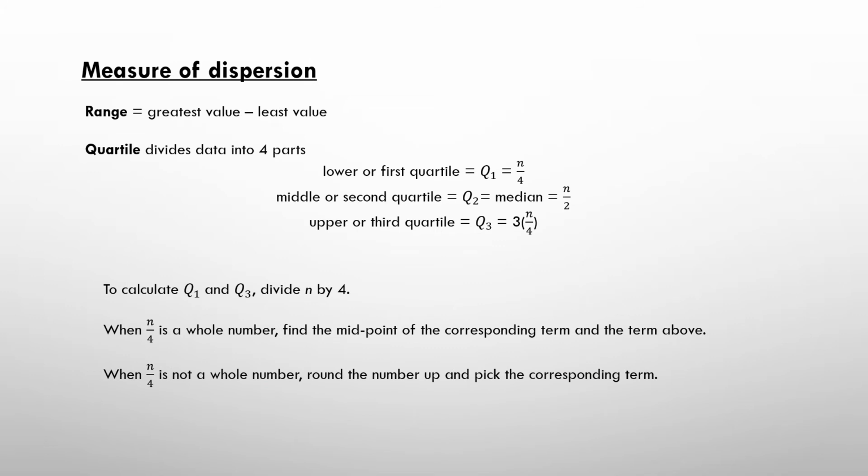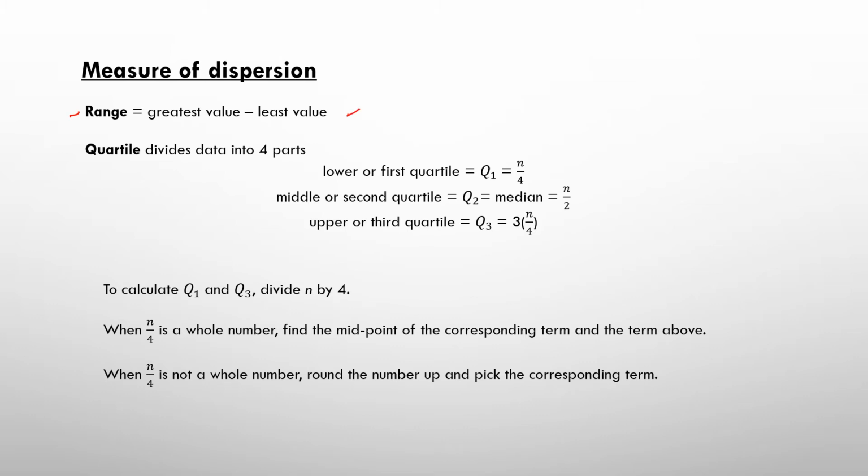Measure of dispersion for ungrouped data. We also have to remember measure of dispersion. Measure of dispersion means range, quartile, interquartile range, semi-interquartile range, variance, and standard deviation. So start from range. How are we going to get the value of range? We use the greatest value minus the least value.